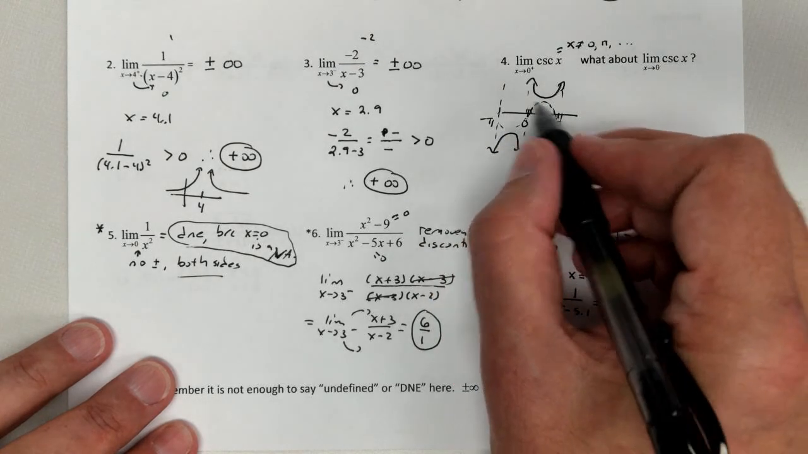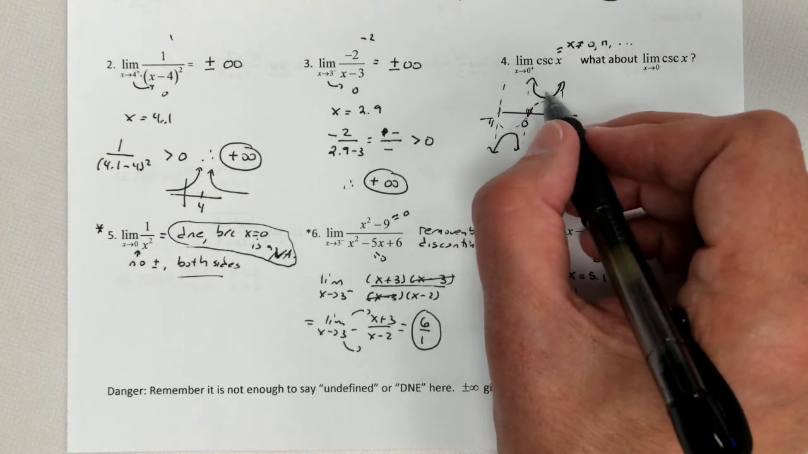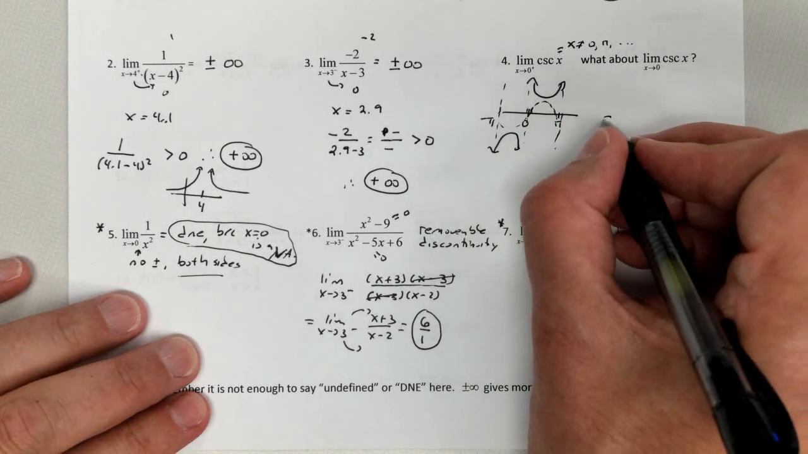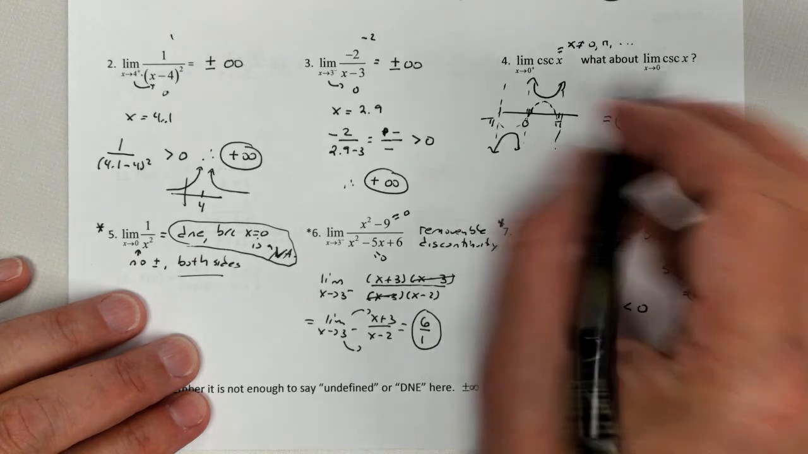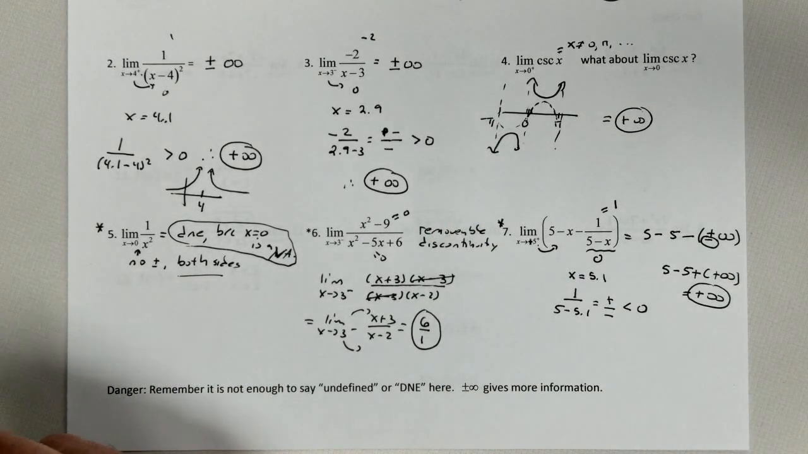And once I graph it, now I can look. What does cosecant look like from the right? Well, it looks like it's approaching from the right side, positive infinity. And there's our answer. From the left, negative infinity. Very simple to do.